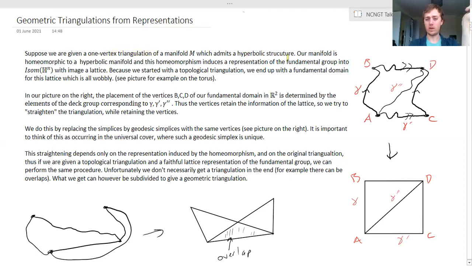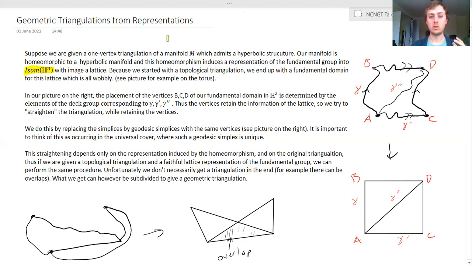You've got this topological triangulation over here, and you've got a homeomorphism to this hyperbolic manifold, which is the quotient of Hn by some lattice. And because it's the quotient of Hn by some lattice, this homeomorphism is inducing an isomorphism between the original group and the lattice. And that means that the lattice is actually a faithful lattice representation of the fundamental group of our manifold in the isometry group of Hn.